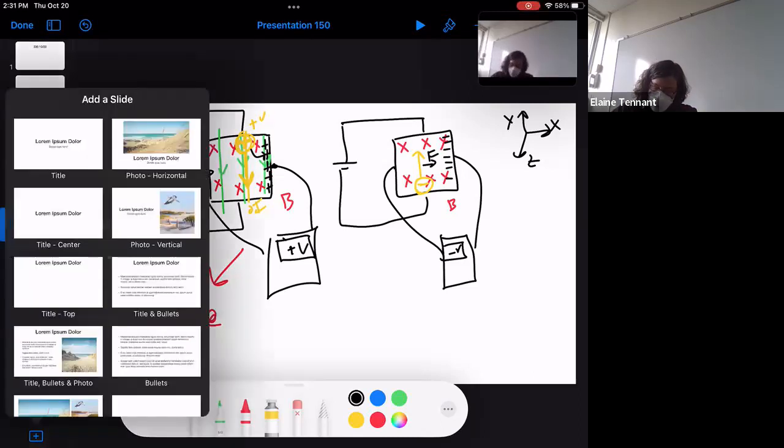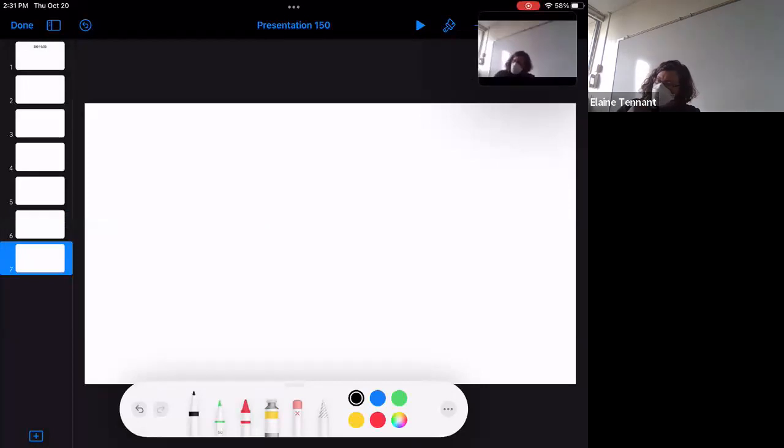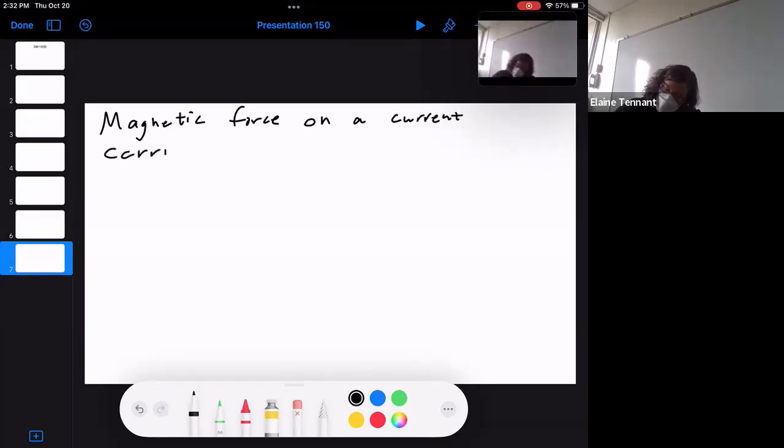Then let's move on to the next thing, which is now we'd like to, instead of looking at magnetic force per charge, look at the magnetic force on a current. So what happens if you have a bunch of charges all together? I don't think you're going to be too surprised. So, on a current carrying conductor. Okay.